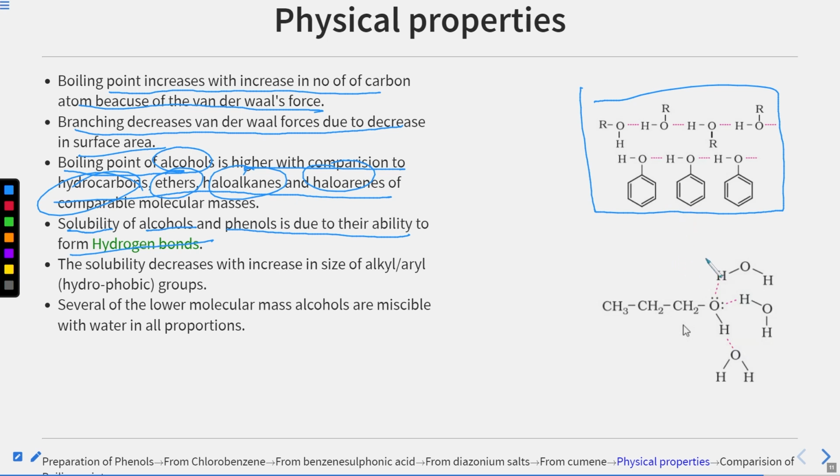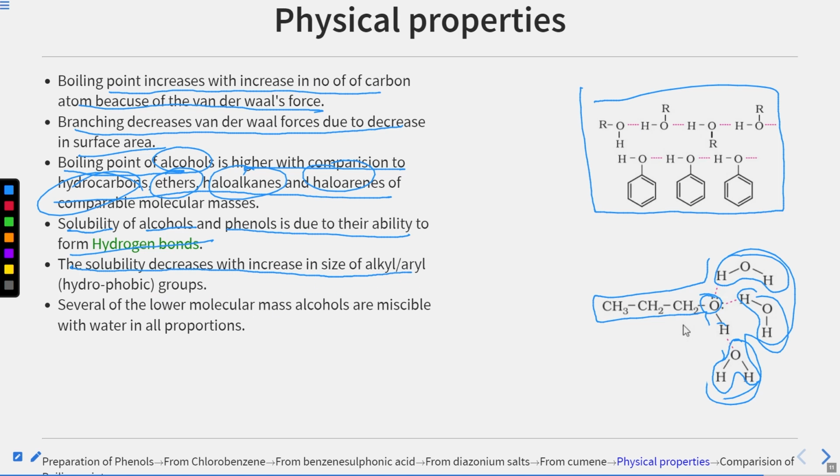So you can see here is an alcohol, and it has formed hydrogen bonds with 3 water molecules. Two are attached to this oxygen and 1 is attached to the hydrogen of your alcohol. Due to this, the solubility increases, but the solubility decreases with an increase in the size of the alkyl or aryl group.